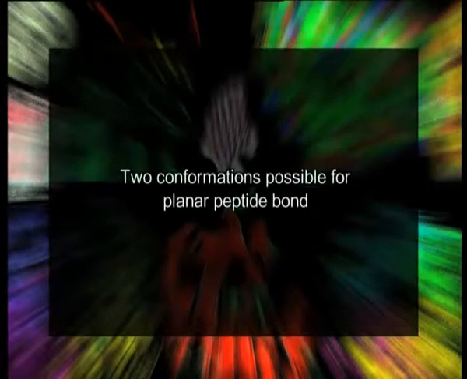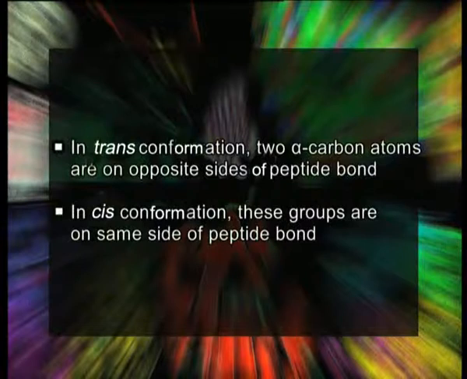Two conformations are possible for a planar peptide bond. In the trans conformation, the two alpha carbon atoms are on opposite sides of the peptide bond, whereas in the cis conformation, these groups are on the same side of the peptide bond. Almost all peptide bonds in proteins are trans.